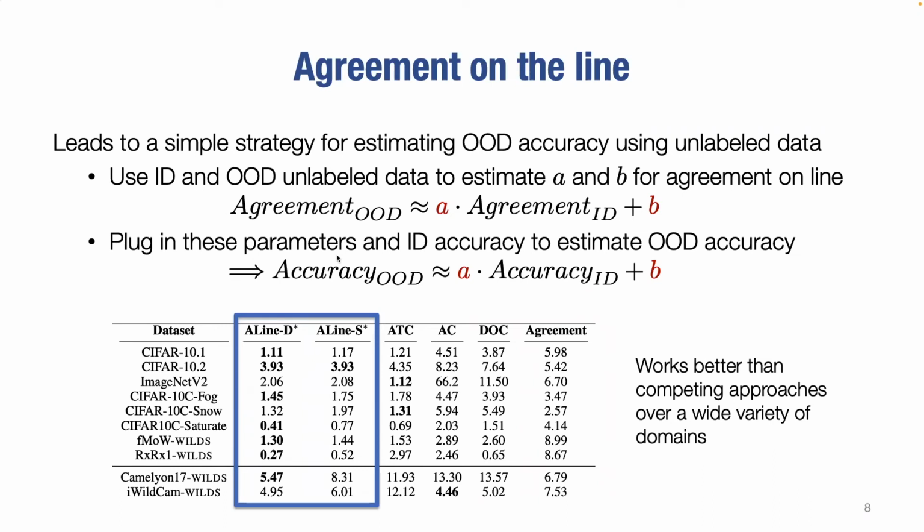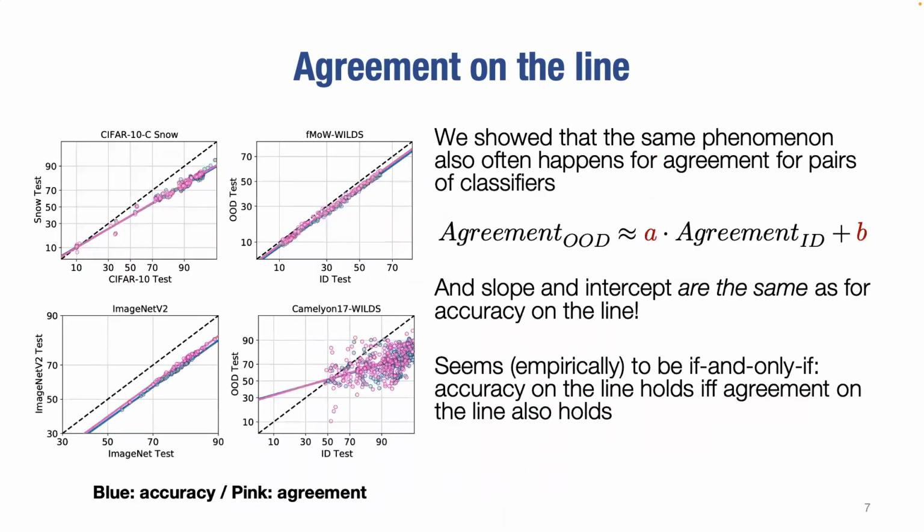Can you say that agreement on the line was an underestimate of accuracy on the line? You definitely can't say that. I might have picked figures that had that be the case, but there's definitely no such guarantee. I might have just gotten lucky in those figures, but no, you could not say that.